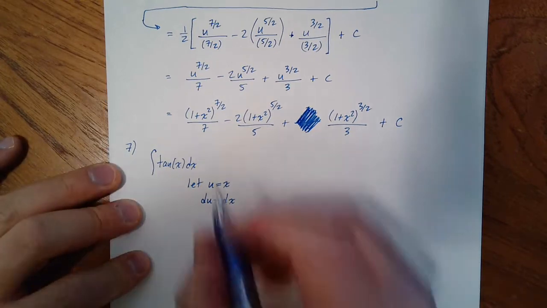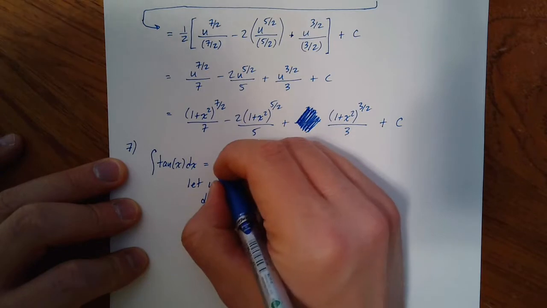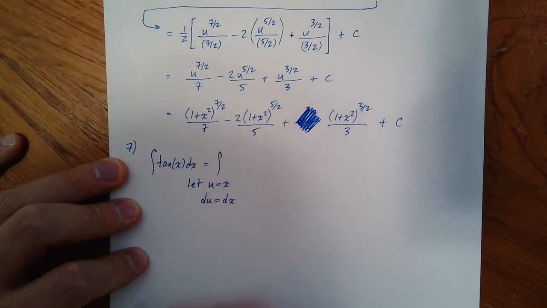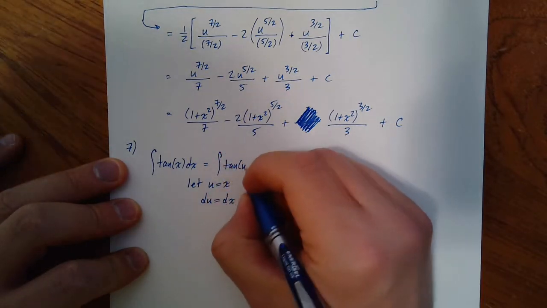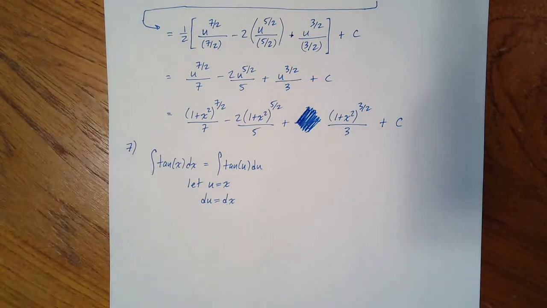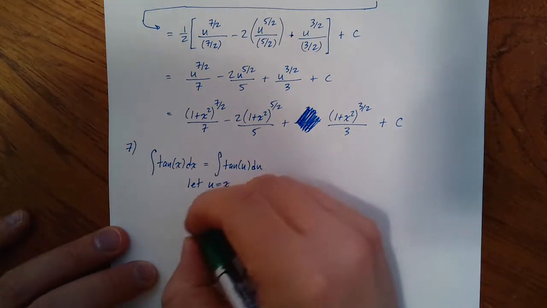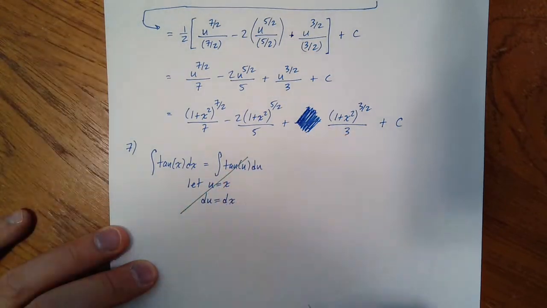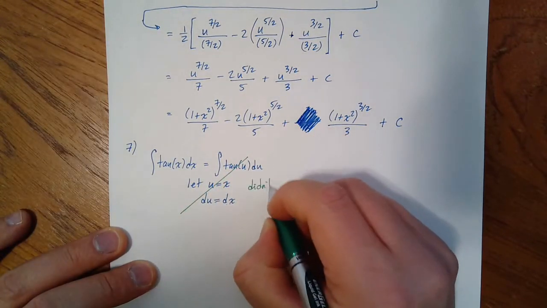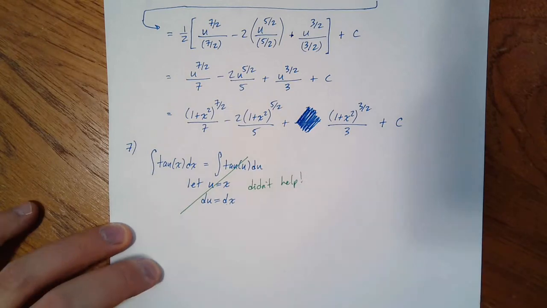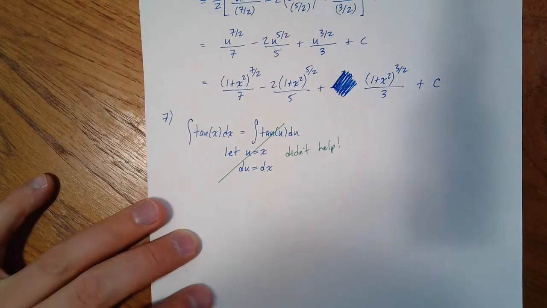So then what would happen? Well, I'd change this into a u integral, and I'd have the integral of tan of u du. And that is a perfectly reasonable and a perfectly valid transformation, but it accomplishes absolutely nothing, right? I haven't done a single thing to help make this easier. So don't try that substitution. This is an example of a substitution that did not help. Okay, so there you go. So let's not do that.